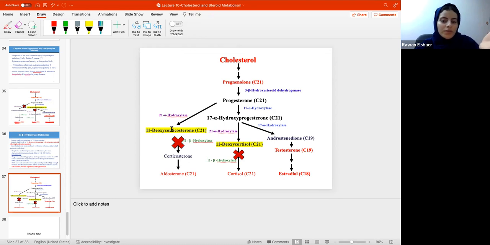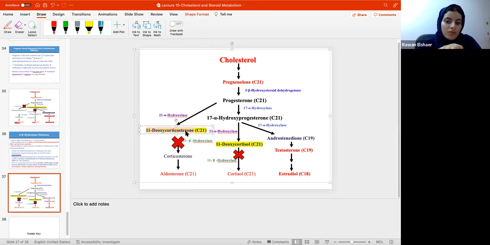It will end up producing 11-deoxycorticosterone. So eventually we're going to have what? Very high levels of 11-deoxycorticosterone. And at very high levels, it's basically able to cause a significant amount of water and sodium retention. Okay, so that's what you need to know.